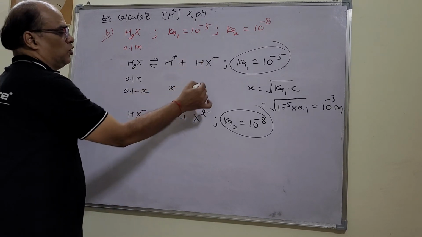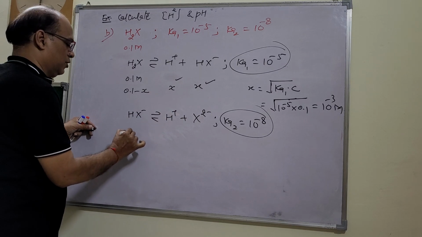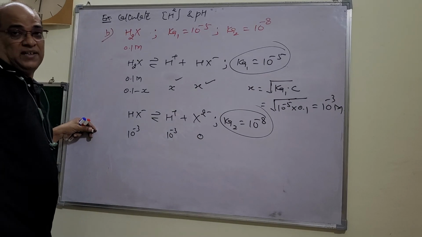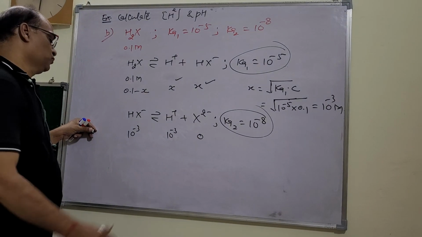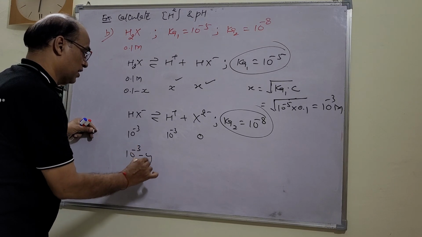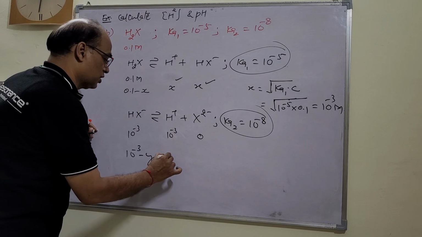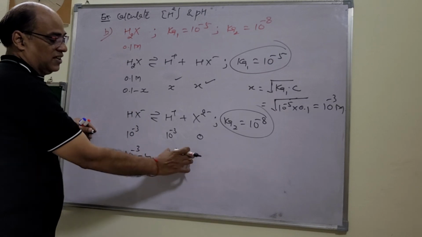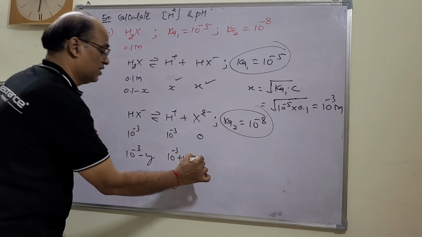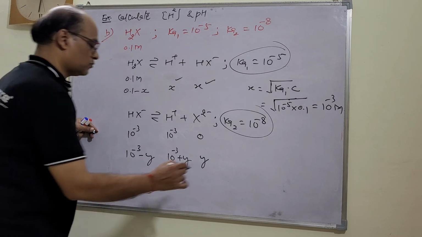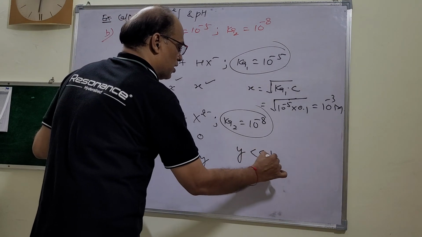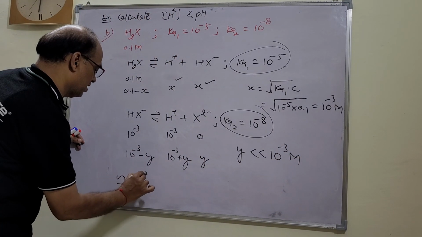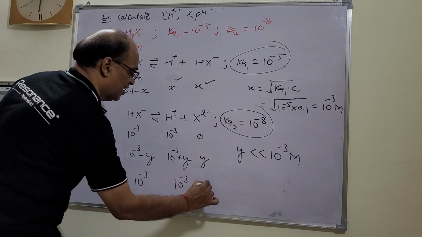So HX minus we already know, that is X. So we can put directly here 10 to the power minus 3. H+ is already X, 10 to the power minus 3. We don't know this because it appeared in the second ionization step. Now 10 to the power minus 3 minus y, because X I have already used. This is 10 to the power minus 3 plus y. Y plus y, forward reaction. It will decrease, it will increase. Already 10 to the power minus 3 is there, and this becomes y. Now do the approximation. What approximation? Y is very, very smaller than 10 to the power minus 3 molar. This approximation can be done. So roughly it is 10 to the power minus 3 molar. It is also 10 to the power minus 3 molar, and it is y.